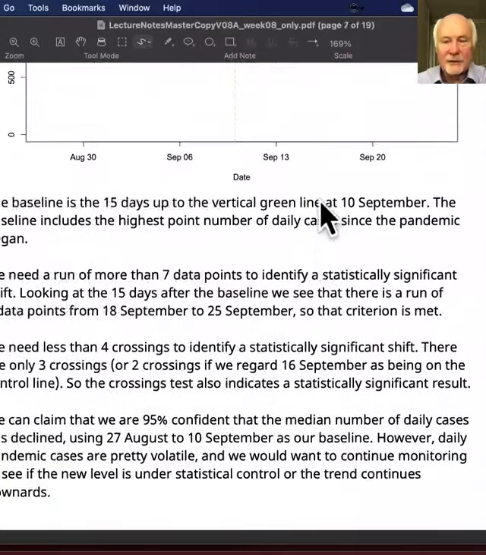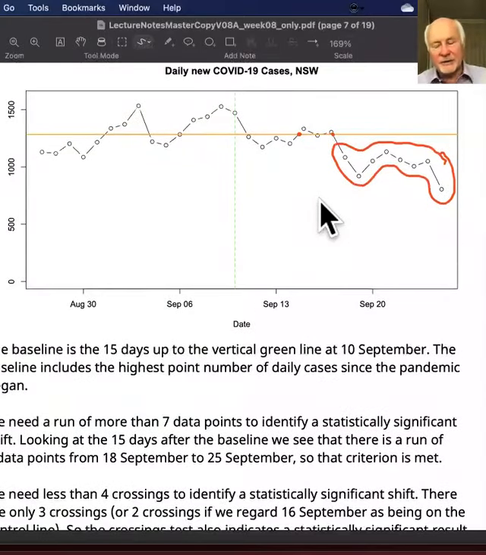I should mention what you do in practice when you're tracking a process is once you're really sure there's a downward shift or an upward shift, then you set a new baseline. And then you monitor what happens after that.